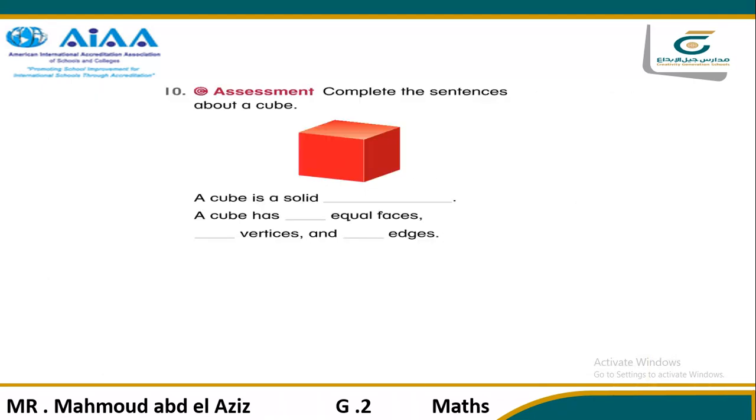Another question, and the last one. Complete the sentence about a cube. A cube is a solid what? Excellent, it's a solid figure. A cube has how many equal faces? Excellent, 6 equal faces. And how many vertices? 8 vertices. And how many edges? Excellent, 12 edges. So a cube has 6 equal faces and 8 vertices and 12 edges.